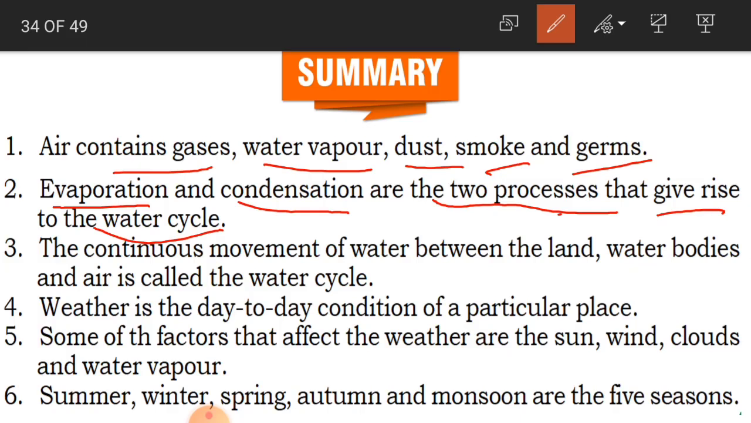And the third point is the continuous movement of water between the land, water bodies and air is called the water cycle. What are all the water bodies? Like seas, lakes, rivers, ponds, all these come under water bodies. Okay children. And air. So this movement is called the water cycle.